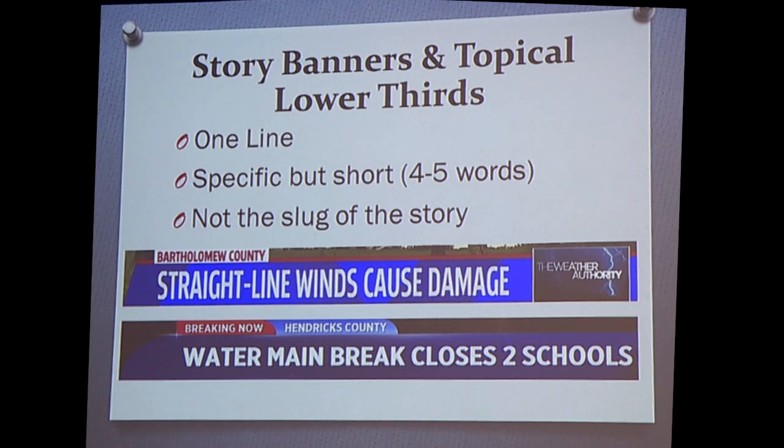Straight line winds caused damage, Bartholomew County. It had the weather authority, everything that we needed in terms of how we like to franchise things, like we talked about in the first slide. And then: water main break closes 2 schools, breaking now, Hendricks County. I can look up, I can see exactly what that's on. I know what that story is. I can understand everything about it. Those are the kind of supers that we want to use.